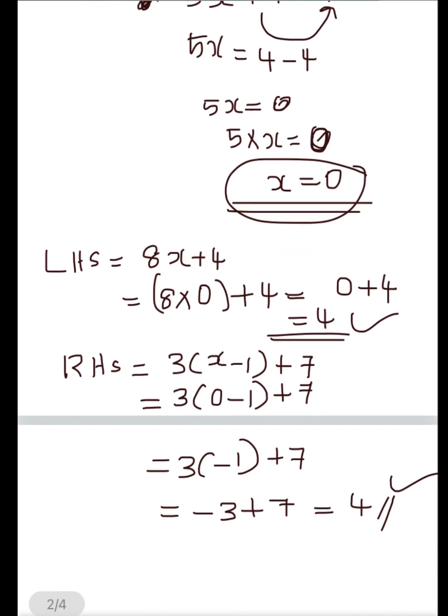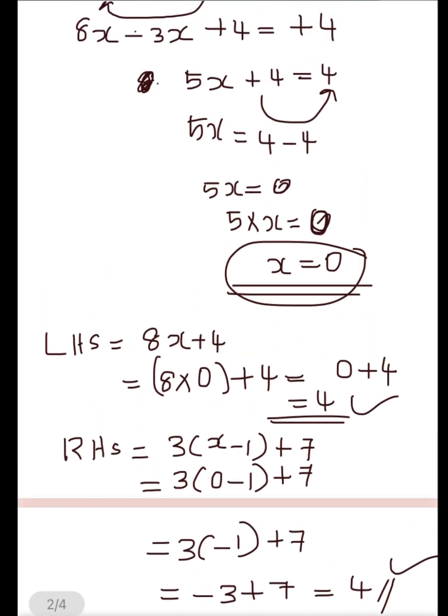That means what? LHS is equal to RHS, or you can say your answer is correct. Okay, got it? So this is all about sixth question.